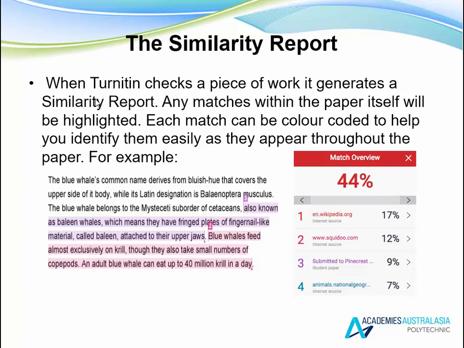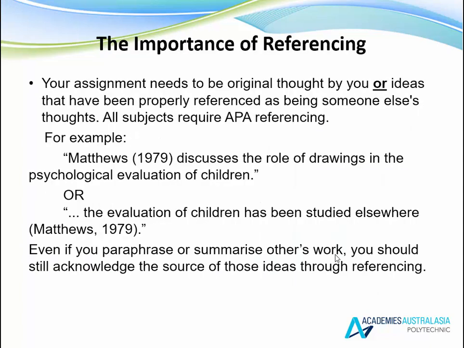So when Turnitin checks a piece of work, it generates a similarity report. The matches within the paper itself will be highlighted in different colors, as you can see in this example here. It's important to realize that just because a match is found, it doesn't necessarily mean that it's a problem. Your assignment needs to be your own original thought or ideas that have been properly referenced. And for BTHM subjects, we require APA referencing as the method that you use.